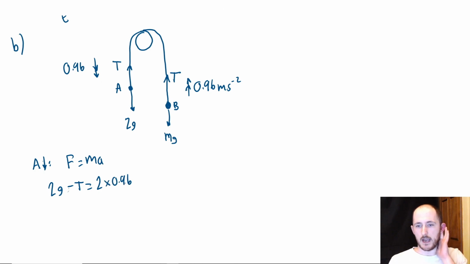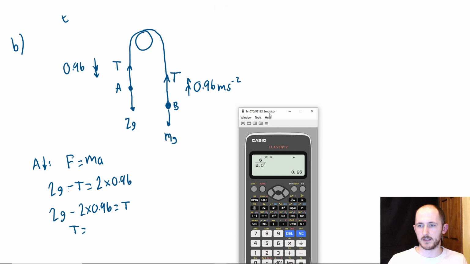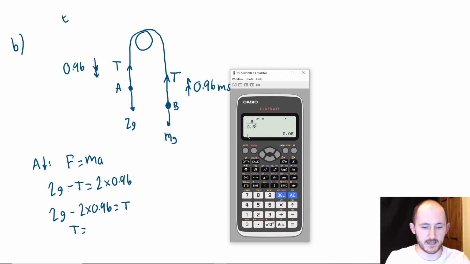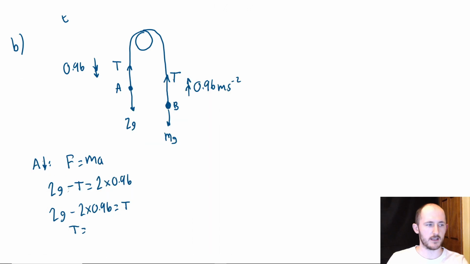Okay. Now, we can work out the tension from here, right? We have 2g minus T, so we could swap this around, and we're going to have 2g minus 2 times 0.96 equals T. Okay? Nice and easy. So all we need to do now is work out what that value is. It could be an idea to work it out right at the end, but it'll be fine as long as we keep a relatively decent number of significant figures. And we get, oh, there we go, 17.7, a nice, easy number to work with.